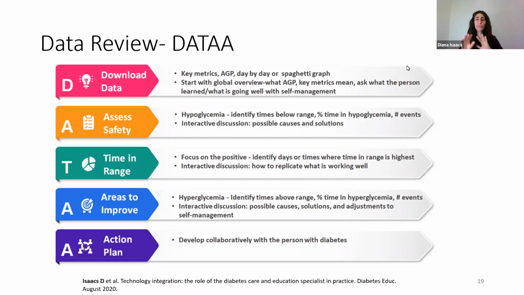After that, after you've focused on all the things working well, if there's still time, if the person still wants to, that's when you can look at some of the areas to improve, maybe the hyperglycemia or times of more glycemic variability, and have an interactive discussion about that. And then you take all those pieces together and you come up collaboratively with an action plan.